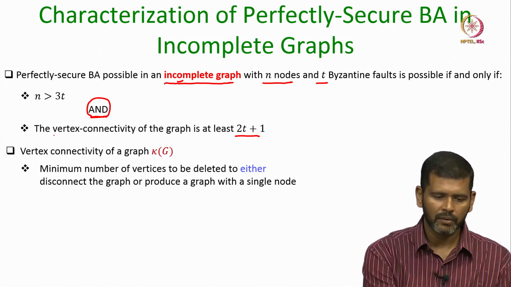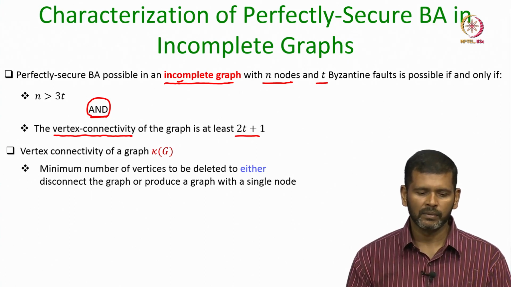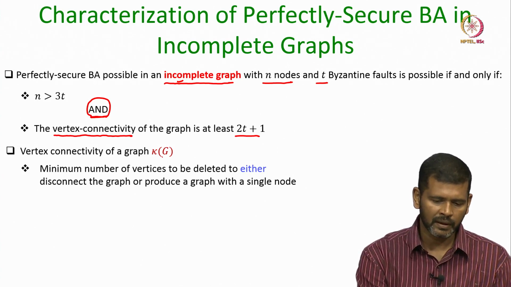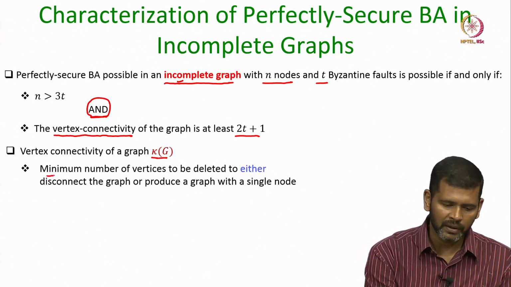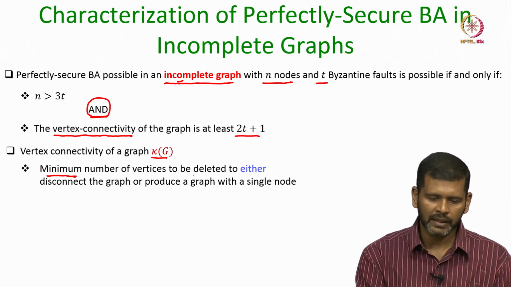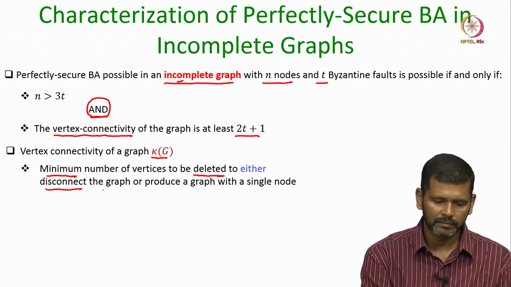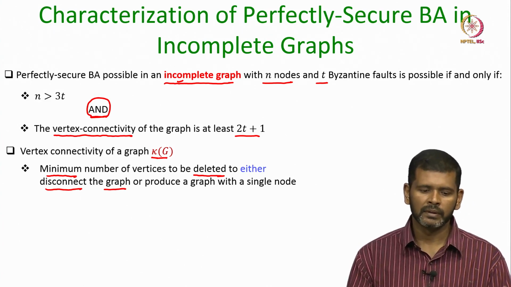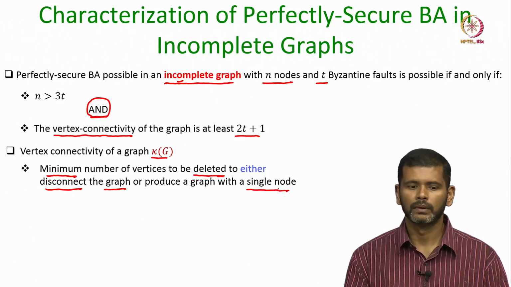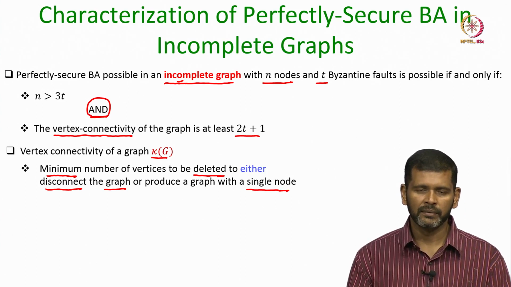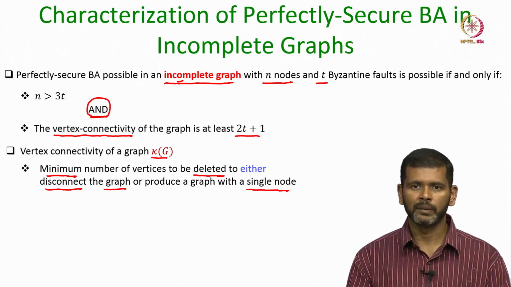So, let us first try to understand what we mean by the vertex connectivity of a graph. I am sure people who have studied graph theory will know what vertex connectivity is. The vertex connectivity of a graph G is denoted by kappa of G, and it denotes the minimum number of vertices which I have to delete from the graph so that the graph either becomes disconnected, or after deleting those vertices I am left with a graph which has only a single node. The minimum number of such nodes whose deletion either leaves a disconnected graph or a graph with a single node is called the vertex connectivity of that graph, denoted by kappa of G.